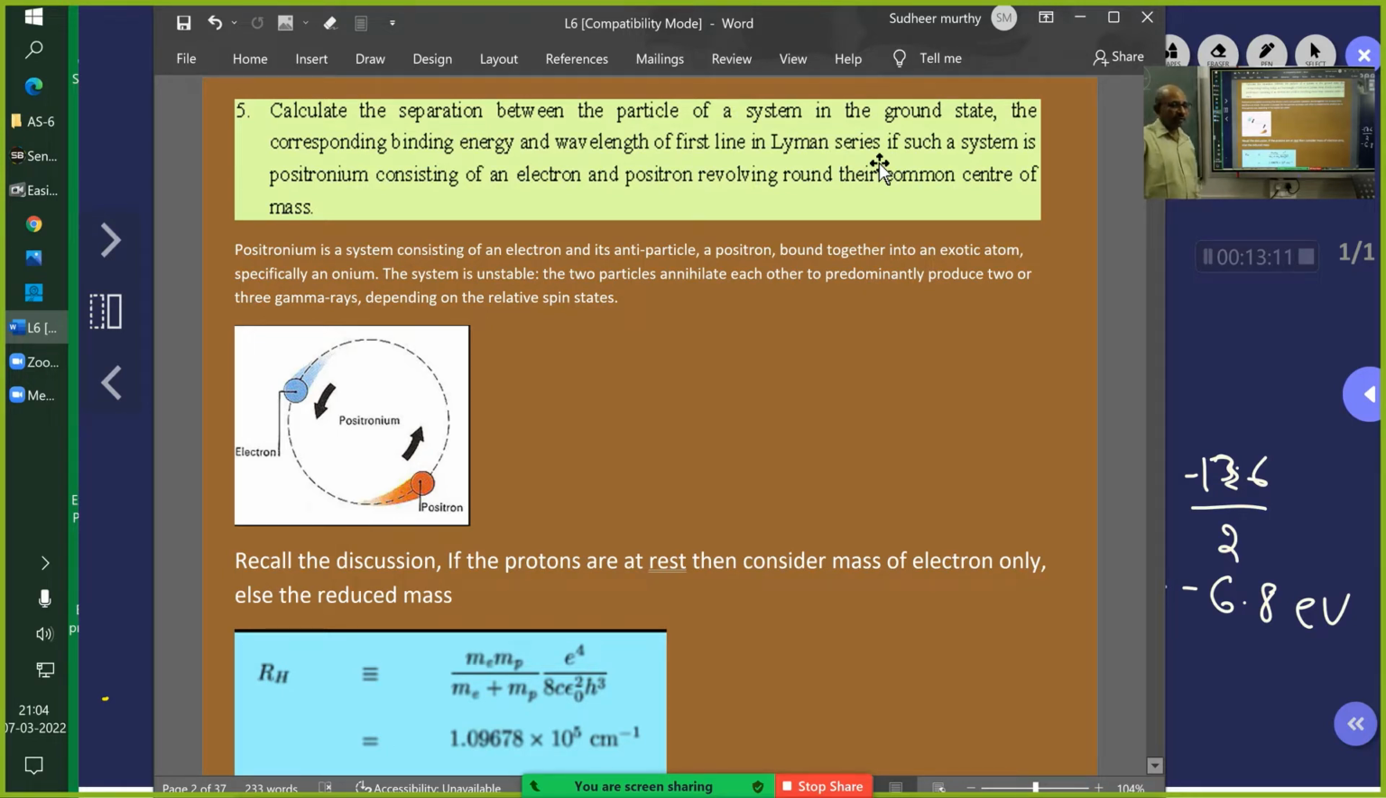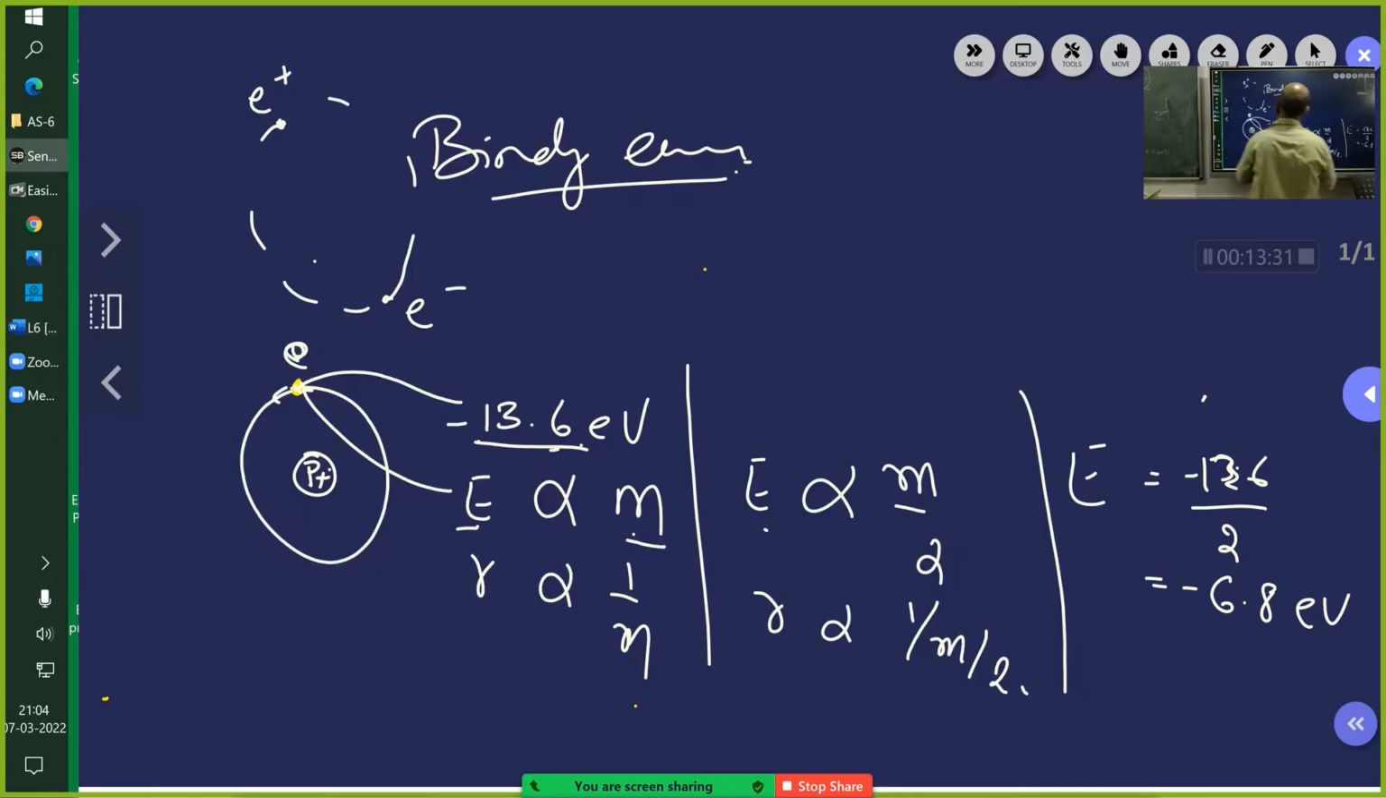What will be the wavelength? What is the formula I will use? The wave number is equal to R into Z square into 1 upon N1 square minus 1 upon N2 square, correct? So you can use that and you can get it, or you can do it like this.